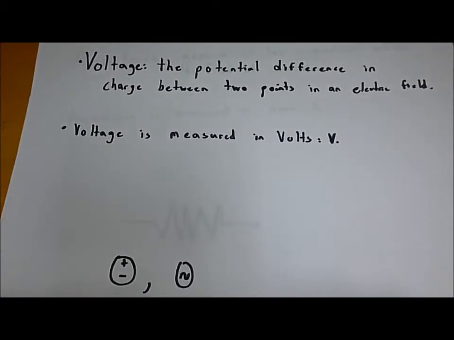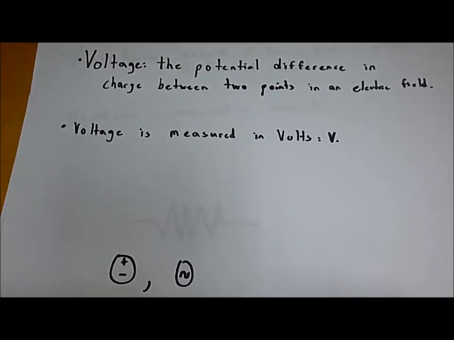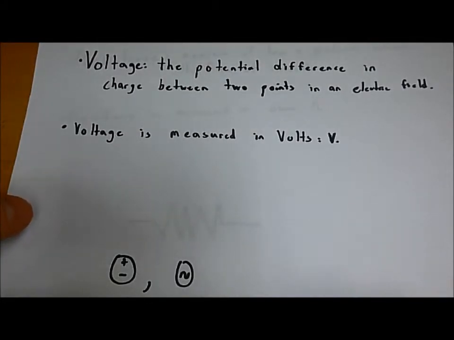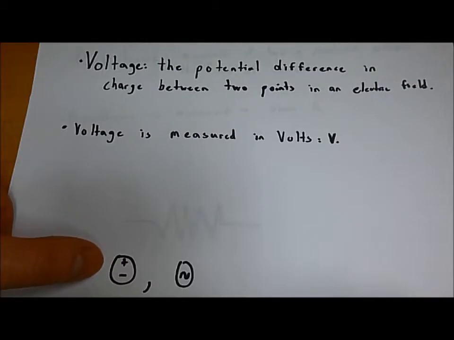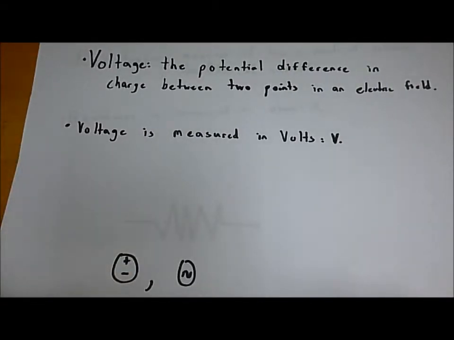Voltage can be defined by the potential difference in charge between 2 points in an electric field. Voltage is measured in volts, signified by an uppercase V. In a schematic, voltage sources will be drawn as either a circle with a plus or minus, or a circle with a sinusoid inside of it.